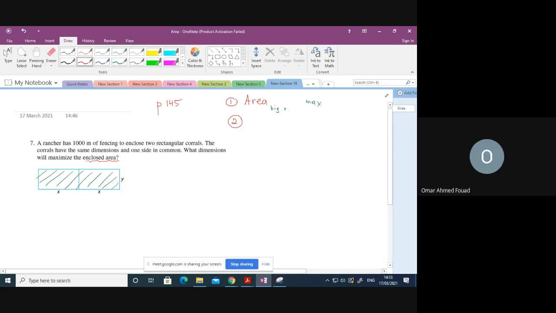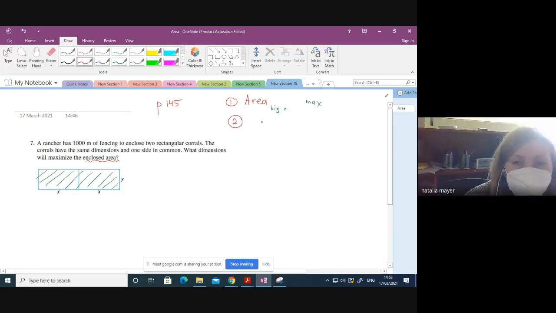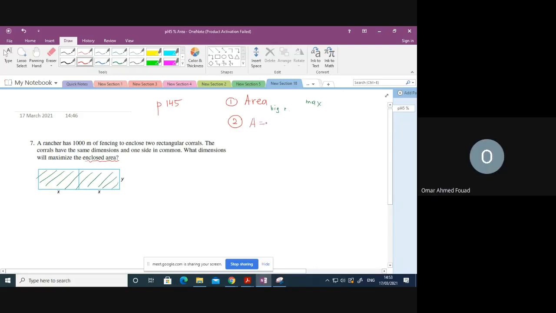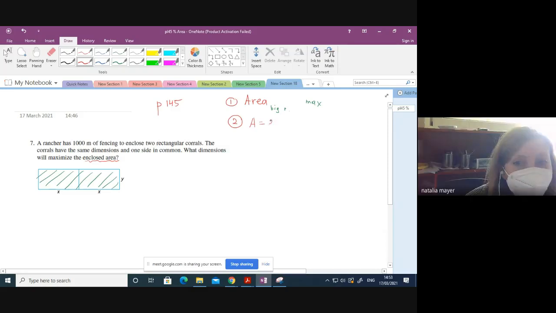We model an equation. Right. So we need to model the equation of the area. So the area of this shape, right? So what is the area of this shape formula? Length times width.